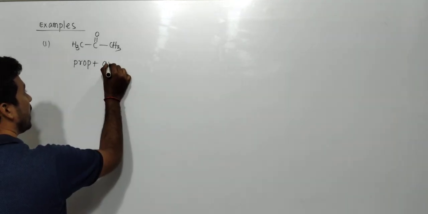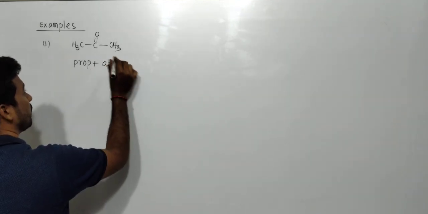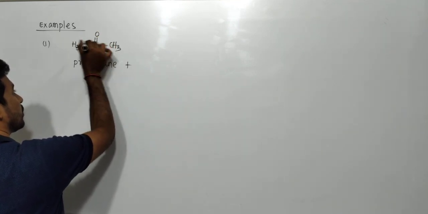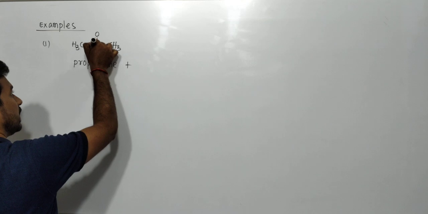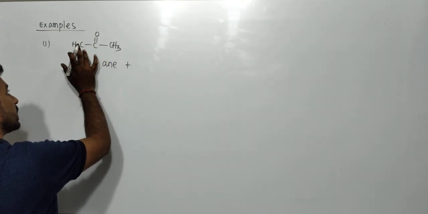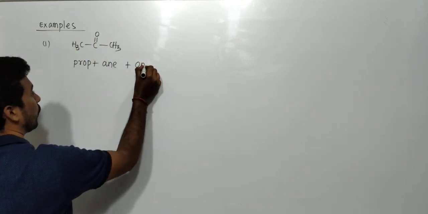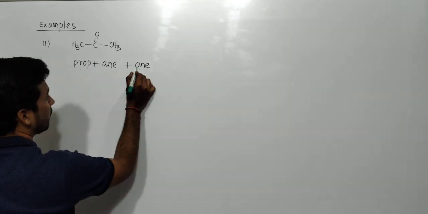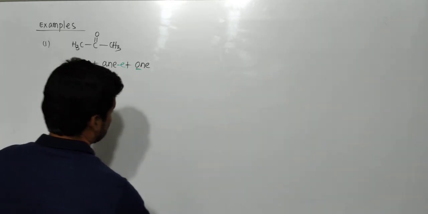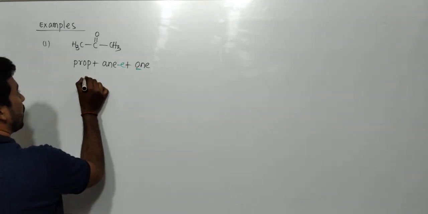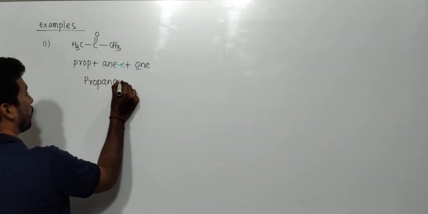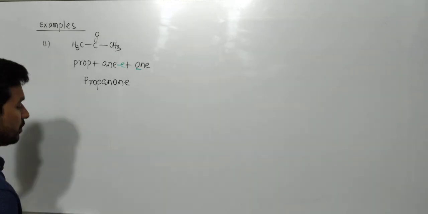So use ane. Next, whenever the C double bond O group appears with an alkyl group on both sides, we use on. Here on begins with a vowel, that's why remove E here. Then what does it become? Propanone. Prop plus ane plus on. Propanone is the IUPAC name of this molecule.